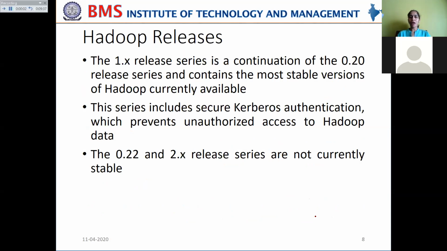Okay, now let us talk about Hadoop releases. Initially, the 1.x release series is a continuation of the 0.2 release series and contains the most stable versions of Hadoop currently available. This series includes secure Kerberos authentication. What does this Kerberos authentication do? It prevents unauthorized access to Hadoop data. Why? Because Hadoop HDFS hosts large volumes of data. Even security of that data, confidentiality of the data, is of utmost concern. That is why this series includes secure Kerberos authentication, which prevents unauthorized access to Hadoop data.